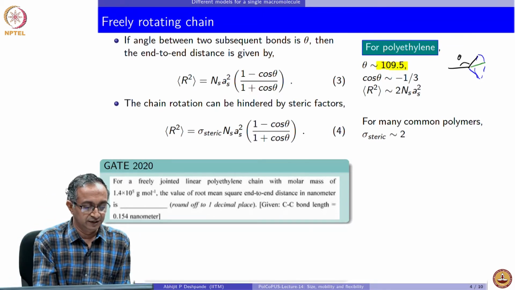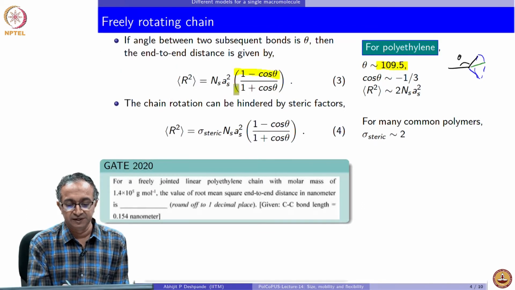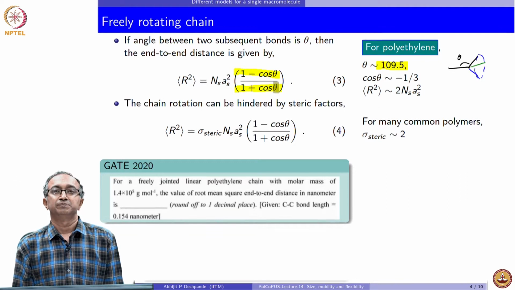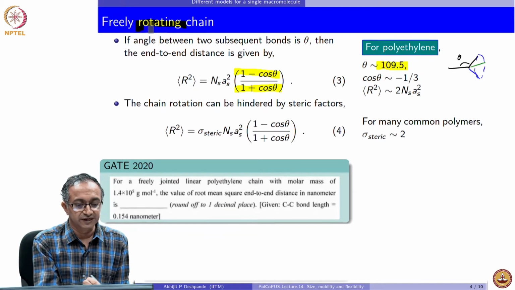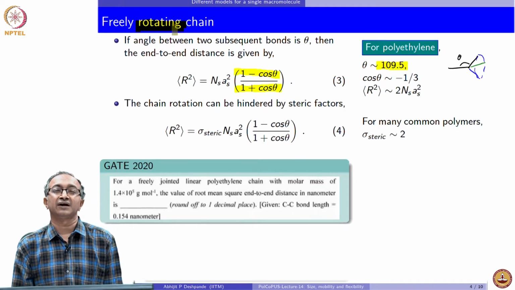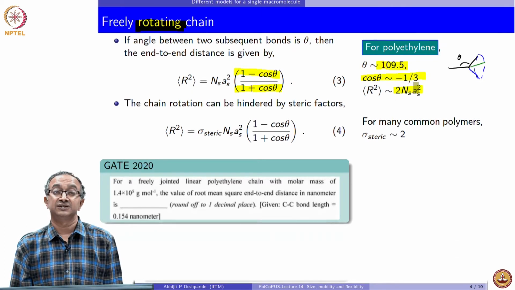So the description, once we have the polymer chain, rather than being freely jointed, it is freely rotating, then that angle of rotation comes into the overall description. And for polyethylene, the cos theta is around minus 1 by 3, and therefore the end-to-end distance for a polymeric chain of polyethylene is given by this.